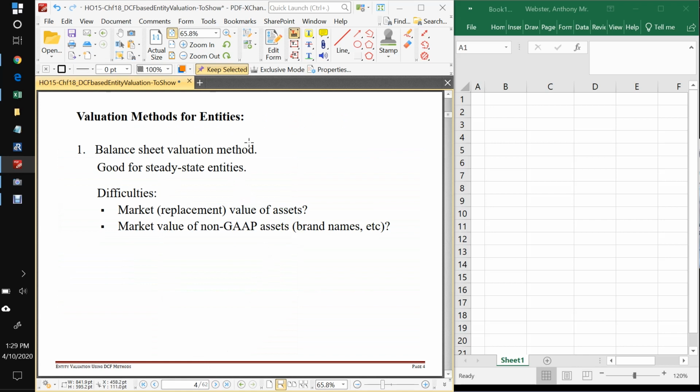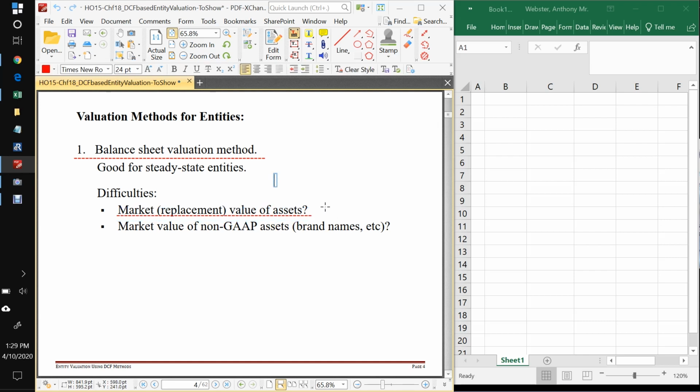So what are our valuation methods? Okay, we've beat this drum to death a bit, but the first one we learned was the balance sheet valuation method. It's good for steady state entities. The problem with it is it's very hard oftentimes to figure out the market value of assets.